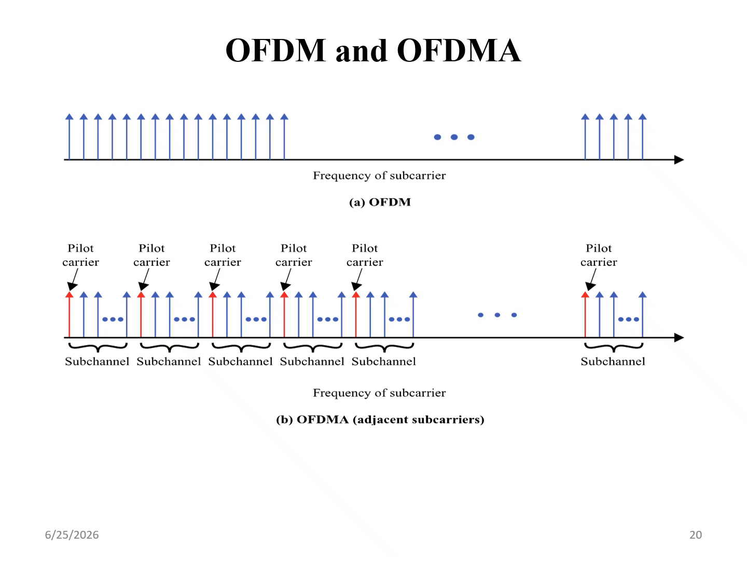Now we are going to see the diagrammatic representation. The first one is OFDMA with frequency of subcarriers. The second one is OFDMA with adjacent subcarriers. The pilot carrier is the first signal in your OFDMA technique, and with this we are going to transmit the signal. Each and every subchannel will have its separate subchannel allocation. So with this we use OFDMA effectively.